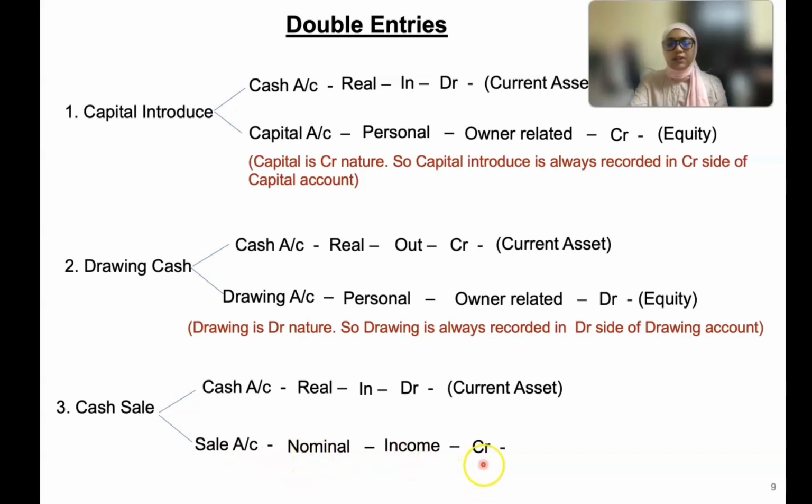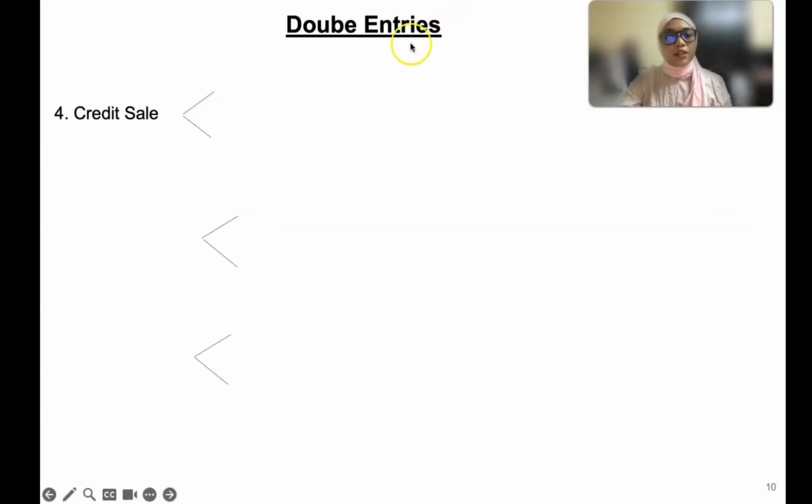Income, credit. Sale is income, right? It is not expense. We are receiving cash. So sale is income. Nominal, income, credits. Okay? So here in these slides, I'm going to give you more examples.